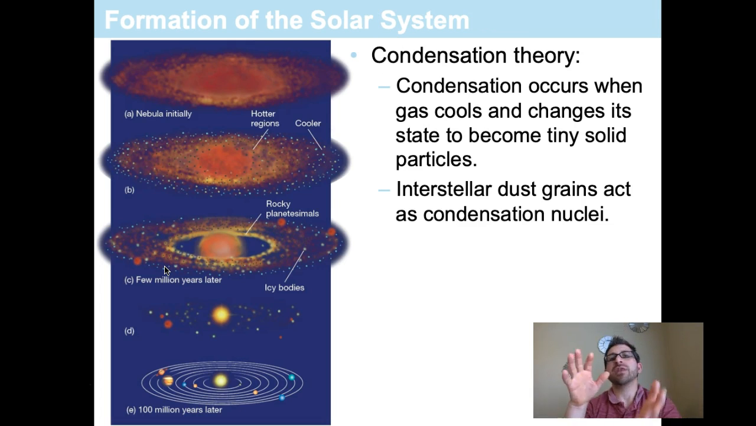Now, as the nebula starts to flatten out, we end up with some areas that are hotter, we have some areas that are cooler, and we start to get the formation of planetesimals through a process called the condensation sequence. Now, this is a really important concept, so pay attention.